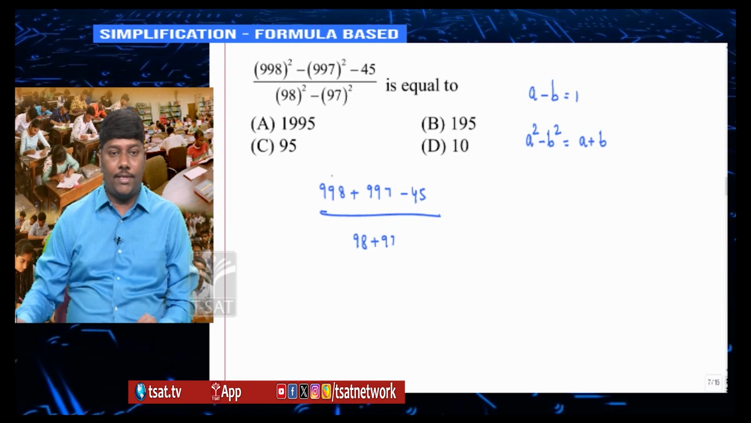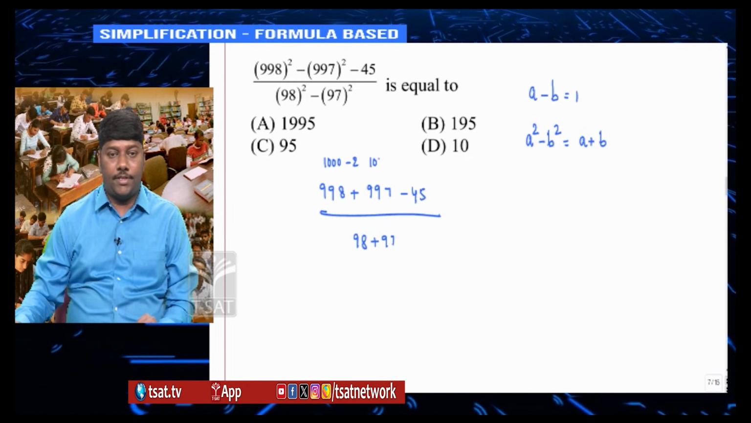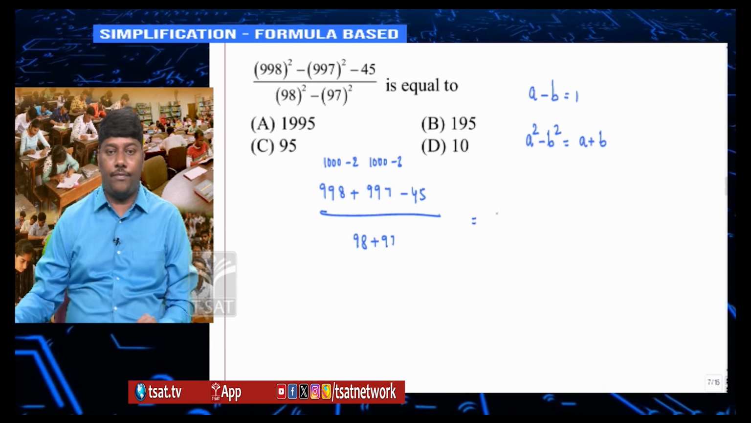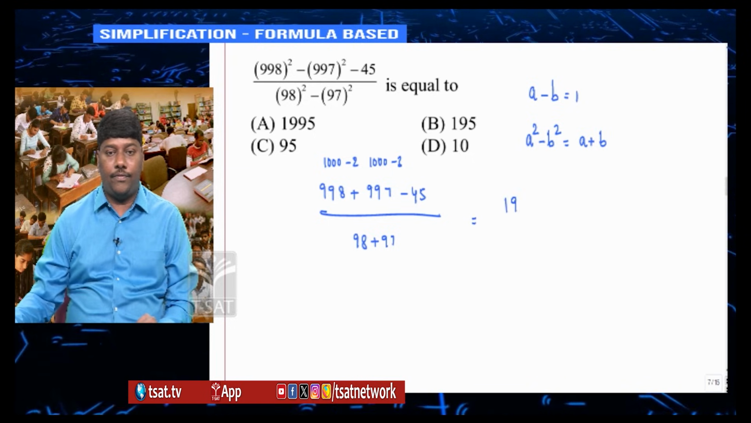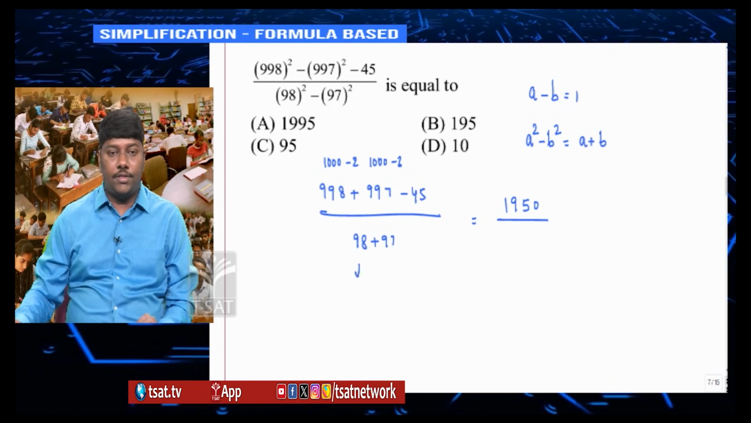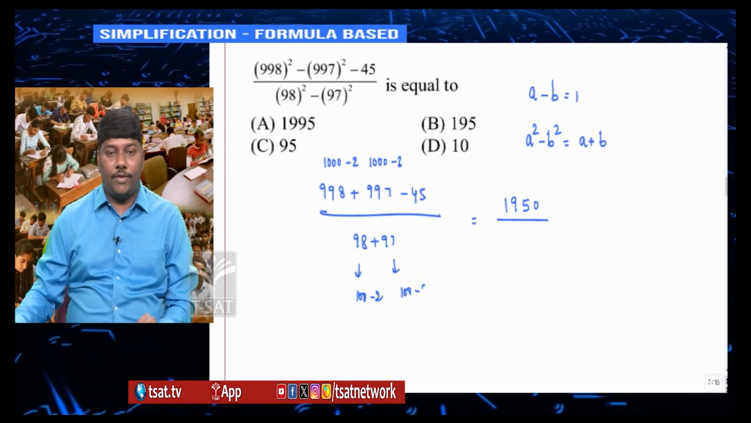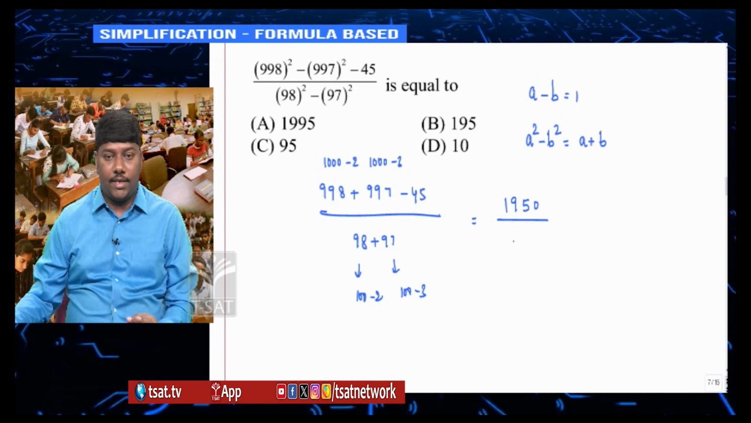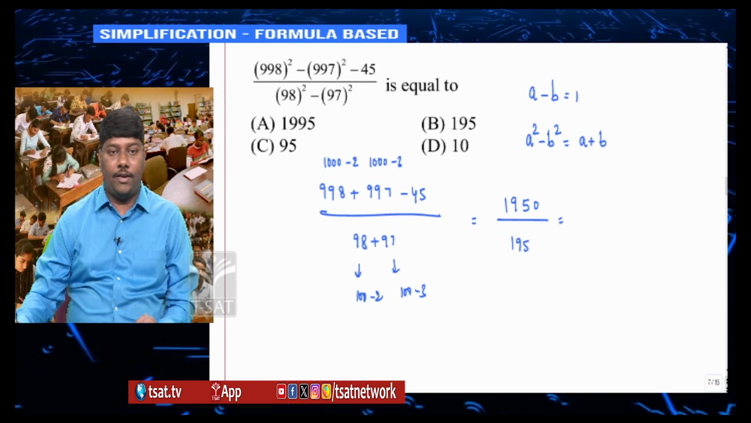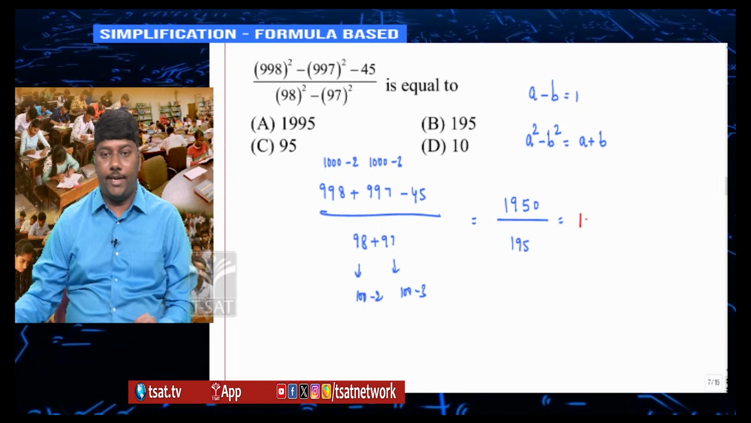So this is 2 less than 1000, therefore I can write 1000 minus 2, this is 1000 minus 3, this is minus 45, therefore 2000 minus 50, that is 1950. This one is 100 minus 2, 100 minus 3, therefore 200 minus 5, I can say 195. So your numerator is 1950 divided by 195, so it's clearly 10.